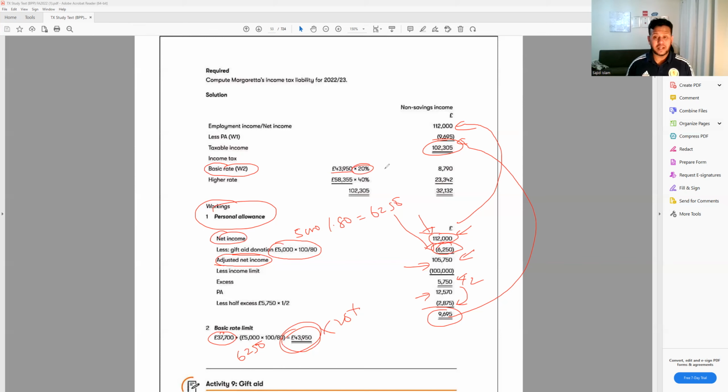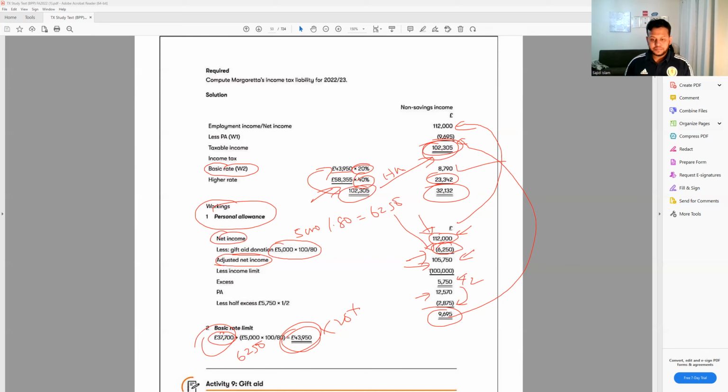Normally it is 37,700. So this is the tax, and the remaining balance, the difference between 102,305 minus 43,950, that is 58,355, is at the 40% higher rate. So I'm paying 32,132. If I don't give the gifted donation, I pay more tax. How do I pay more tax? My personal allowance will be less, so of course I have more taxable income, and also my basic band will be only 37,700. So I will get only 20% on 37,700, not 43,950.